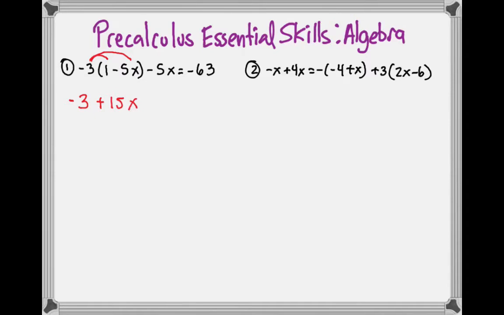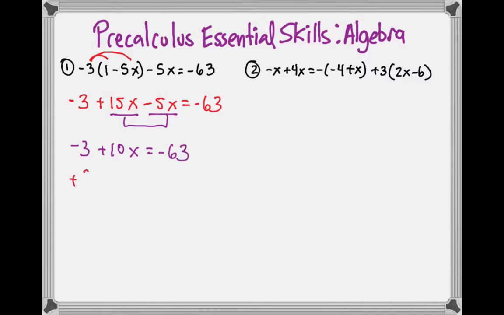So negative 3 times 1 is a negative 3. Negative 3 times a negative 5x is positive 5x. And now we have our next line ready to go. Okay, so the next thing we want to do is that we have the x's on both sides here, and we want to collect like terms. And so we're going to bring everything down. I got a negative 3. I got 15x minus 5x, which is going to be 10x equals a negative 63.